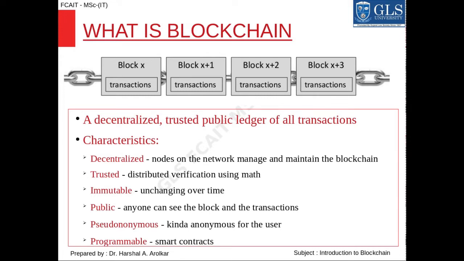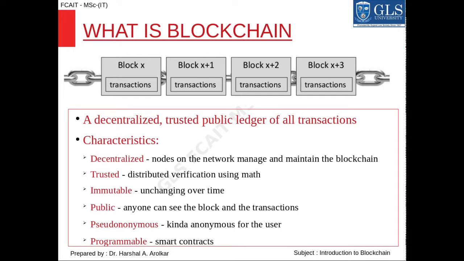What are the characteristics of blockchain? First, it is decentralized, that is, nodes on the network manage and maintain the blockchain, and they may be segregated across the globe. Trusted, they are distributed and verified using a mathematical formula. They are immutable, that is, they are unchanging over time. So basically, once some approval or agreement has come, they do not change. They are public because everyone and anybody across the globe can see the transactions.